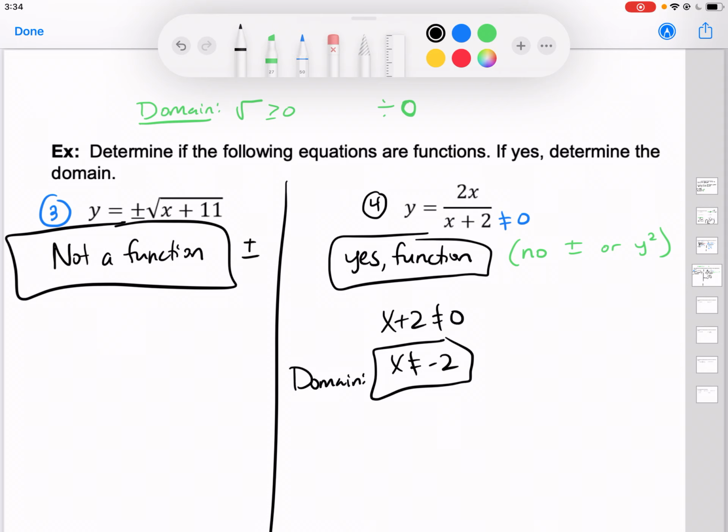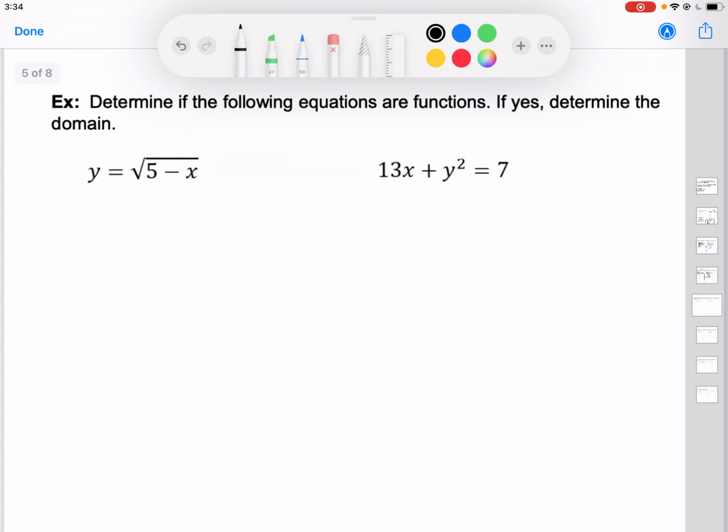I should be writing that. That is the domain. Notice when it's not a function, I don't find the domain. It's only when it is a function. Okay, let's do a few more, like I said. So this problem, the first one, is a function.